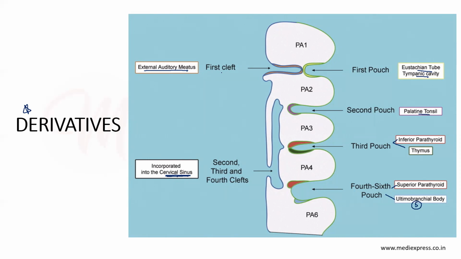I'll repeat once again. First cleft by the external auditory meatus. Second, third, and the fourth cleft, it is incorporated into the cervical sinus. Then first pouch, eustachian tube and the tympanic cavity. Second pouch, we have palatine tonsil. Third one, we have inferior parathyroid as well as the thymus. Fourth and the sixth pouch together, we have the superior parathyroid and the ultimobranchial body.